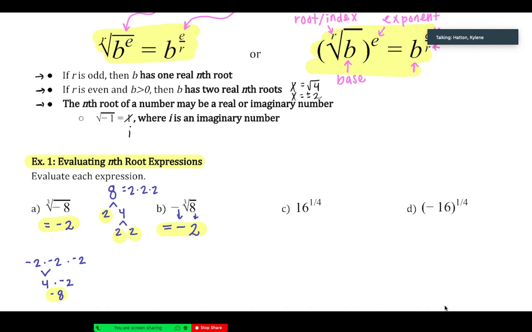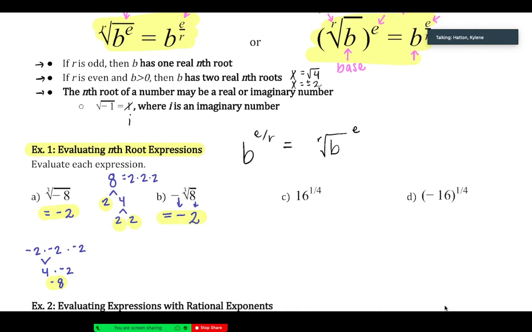So to change from rational exponent, which just means a fraction exponent, so b raised to the e over r, I put the b inside of the radical. The r, the denominator of the fraction, becomes the root or the index, and then that gets raised to the e power. So for C, like 16 to the 1/4, the 16 is the b value, the 1 is the e value, the 4 is the r value, just like comparing where each one is up here.